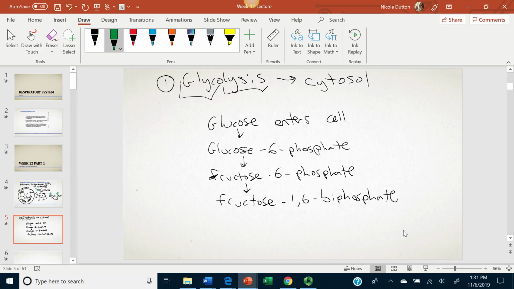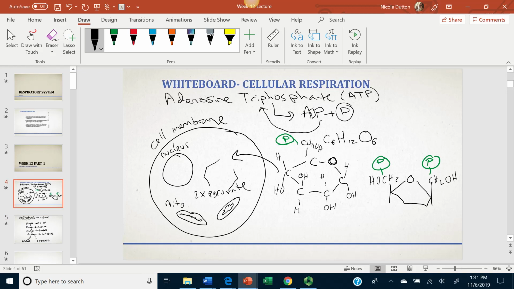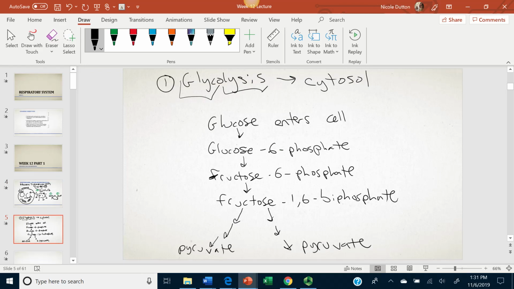So after this step, there's a series of other steps that happen, but eventually it ends up with the production of 2 pyruvate, or pyruvic acids. Now through this process, what we've done is we have burned up 2 phosphates. So we had 2 ATP available, and we used 2 of them in order to produce this. So those 2 that we had were used up. But overall, we ended up gaining 4. So we say that this is a net gain of plus 2 ATP.